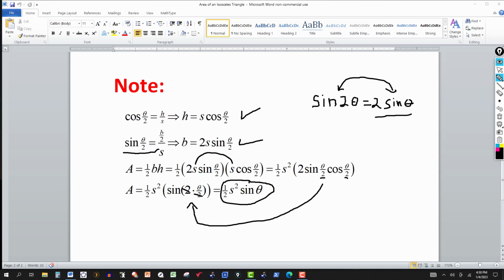I've done several videos on area of triangles, equilateral, general triangles. There's also Heron's formula that you can use when you know all 3 sides of the triangle. You don't have to know any angles. As long as you know all 3 sides, you can use Heron's formula to find the area. But anyways, here we just used some basic properties of right triangles and the double angle identity to come up with the formula for the area of an isosceles triangle.